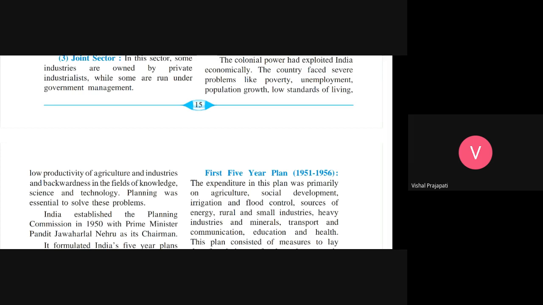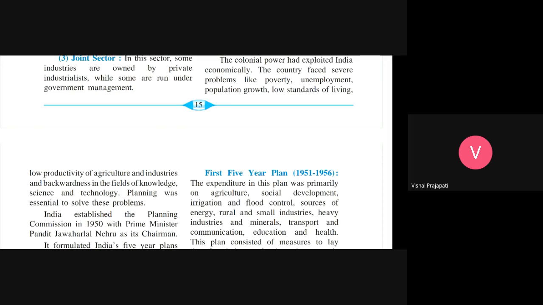Also, population growth was very high in that period. Britishers did not look upon that. Low standards of living, obviously. As there was poverty, as there was unemployment, there was a very huge population. It results in low standards of living. People do not get everything they need for living.